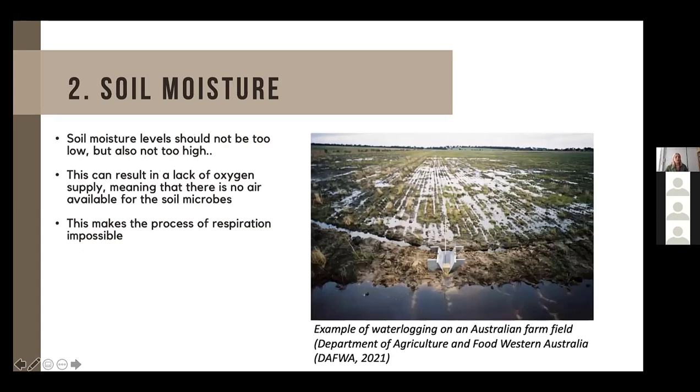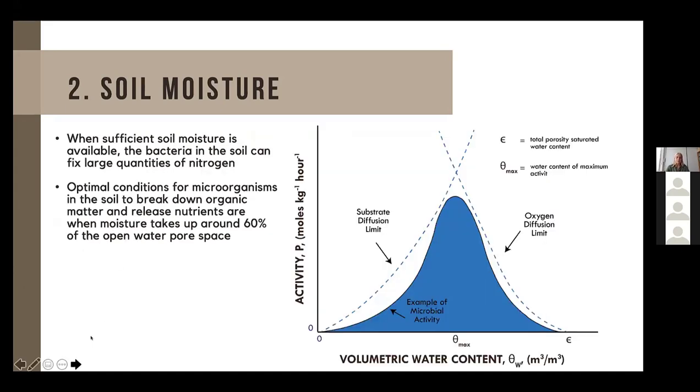So we saw that soil moisture levels, of course, should not be too low, but they should also definitely not be too high, because too high soil moisture levels can actually result in a lack of oxygen supply, meaning that there is no air available for the soil microbes. And this then makes the process of respiration impossible. And soil respiration is basically the breathing of the soil. So this is where the CO2 comes out of the soil again. So it's very important to balance the soil moisture, so not have too little, not have too much.